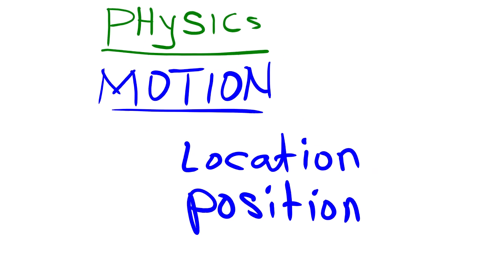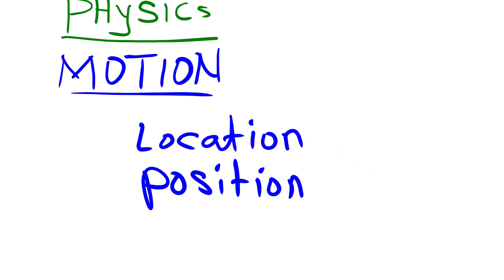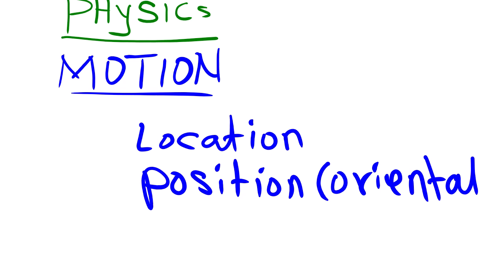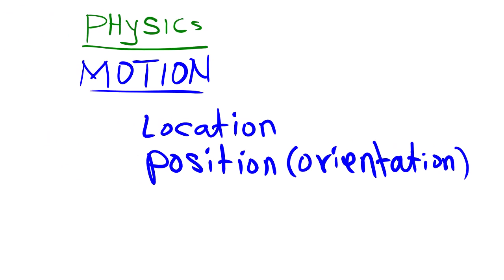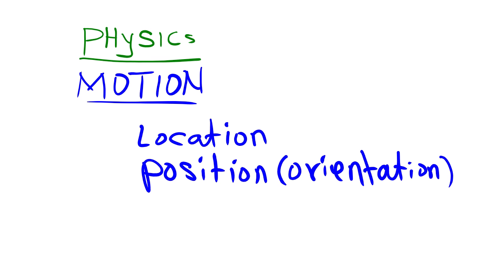Location and position, or let me say, orientation, position or orientation. So for you to say an object moves, it must either change location or orientation.